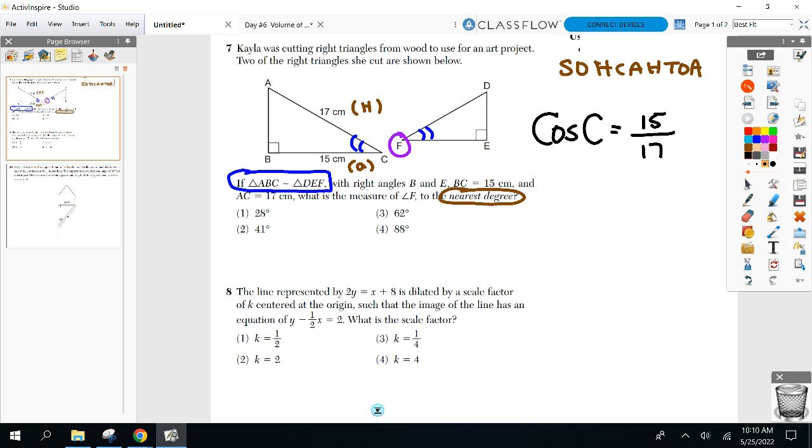Anybody remember, because there's no cross multiplying here. Anytime you find an angle, you don't want to cross multiply. Anybody remember what I need to use on the calc? Inverse cosine, right? So angle C will be equal to inverse cosine 15 over 17. All right, inverse cosine 15 over 17.